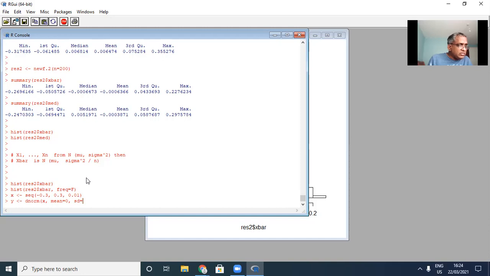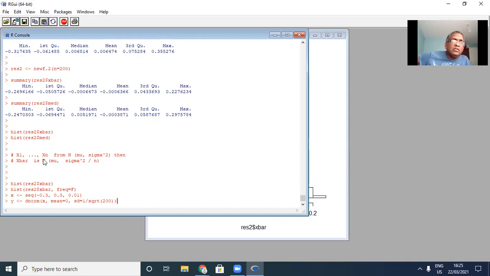Sigma squared is taken to be 1, right? So it's going to be 1 divided by n. N in this case is 200, right? So it's going to be 1 divided by the square root of 200. Do you understand why this is the case?